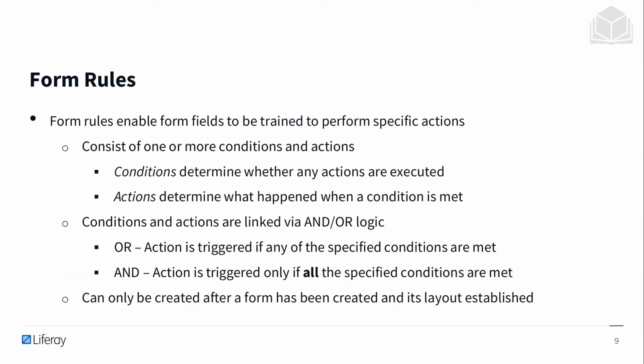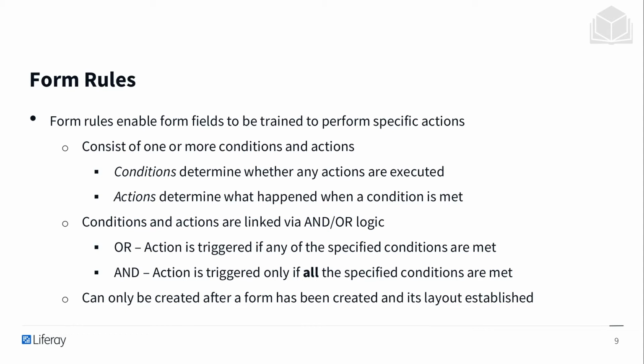Form rules. Form rules enable form fields to be trained to perform specific actions. They consist of one or more conditions and actions. Conditions will determine whether the actions are executed. The actions determine what will actually happen once the condition is met. The conditions and actions are linked via and/or logic. The or is saying an action is triggered if any of the specified conditions are met. The and means the action is triggered if and only if all of the specified conditions are met.